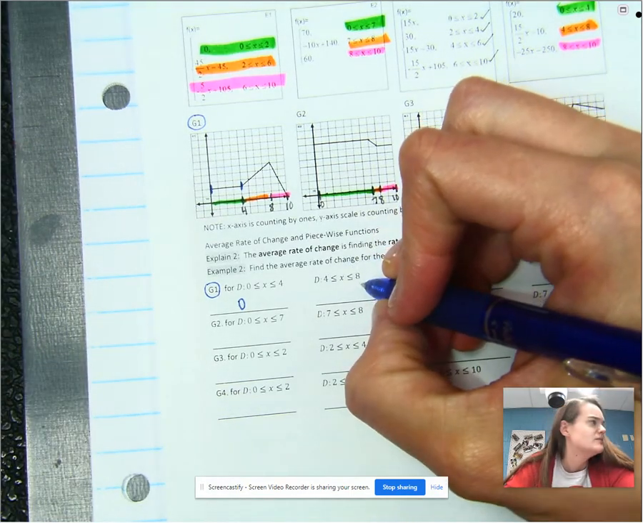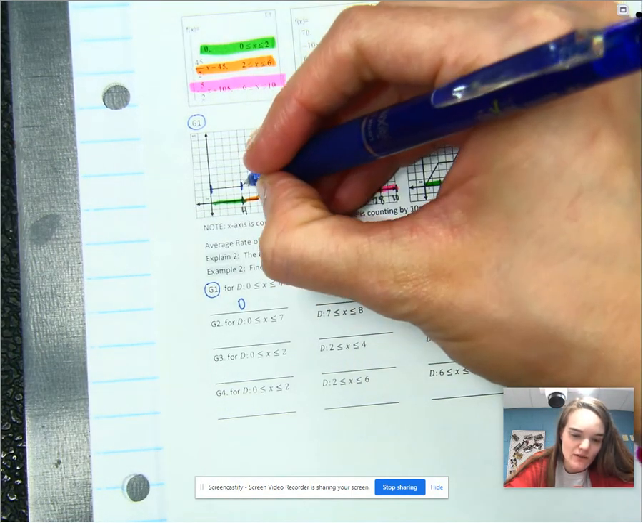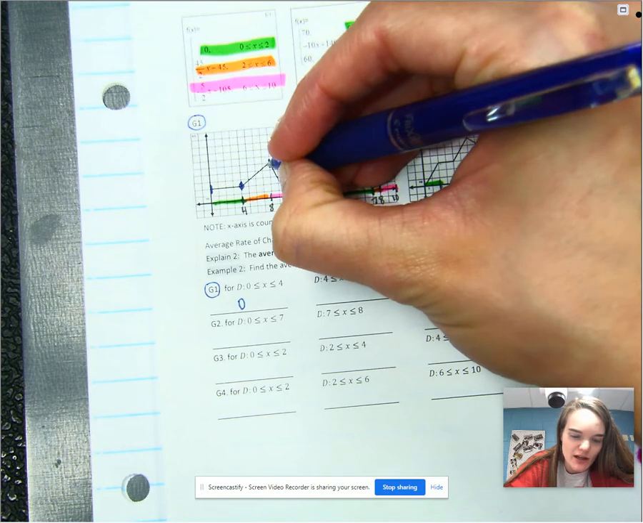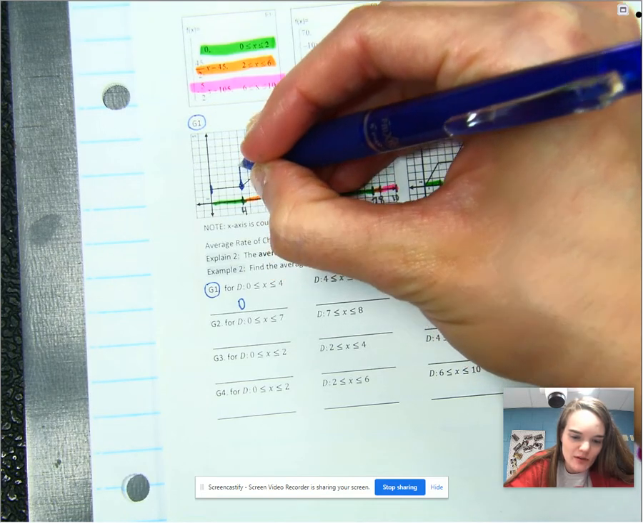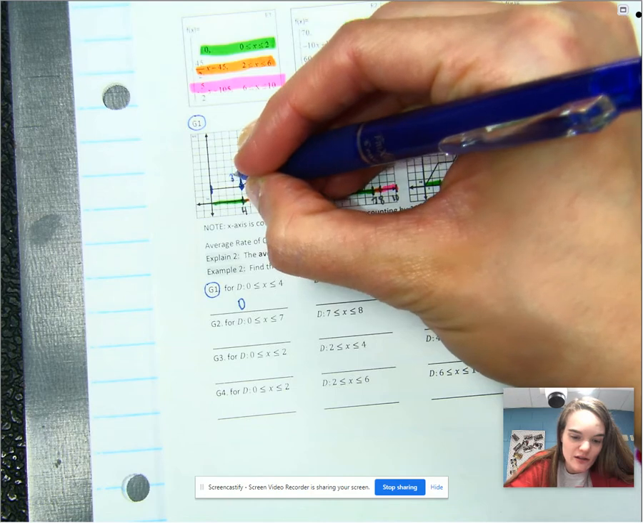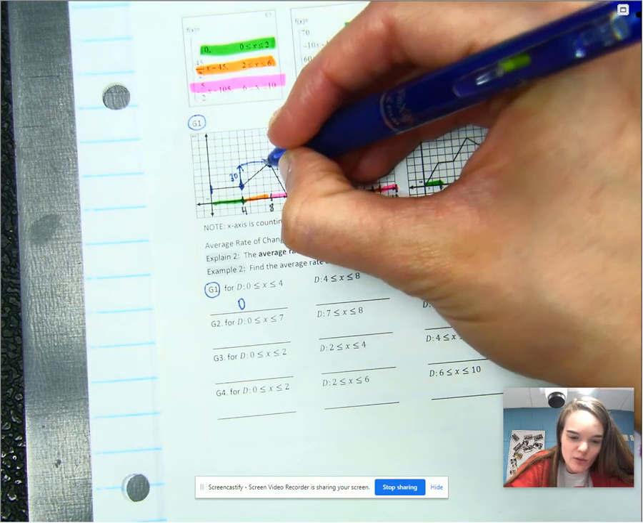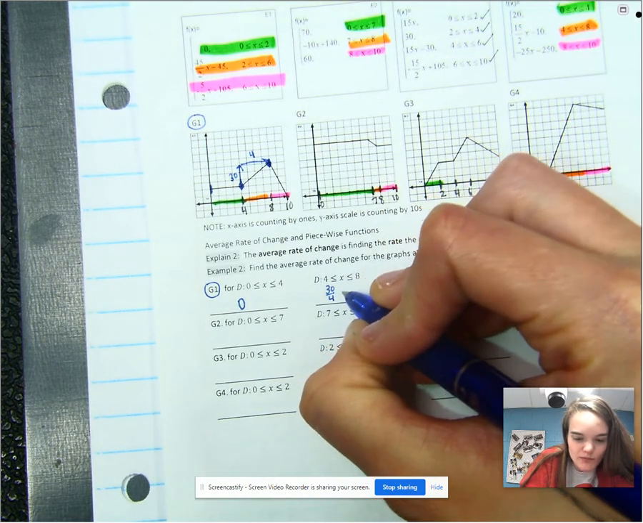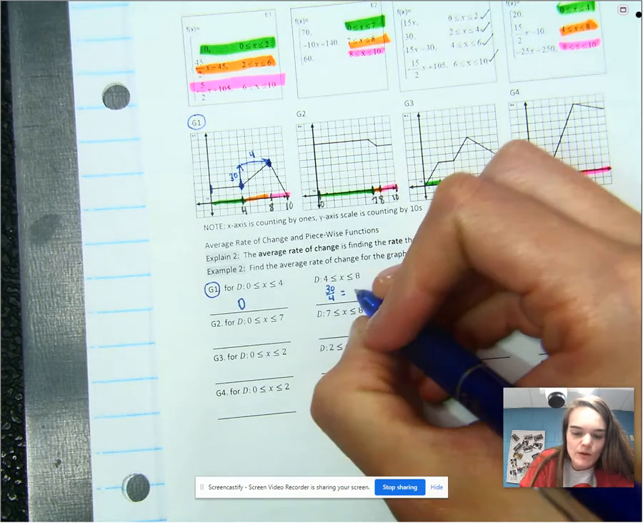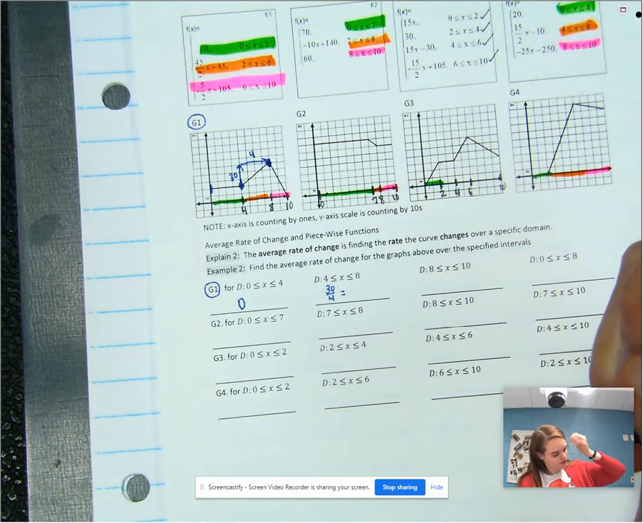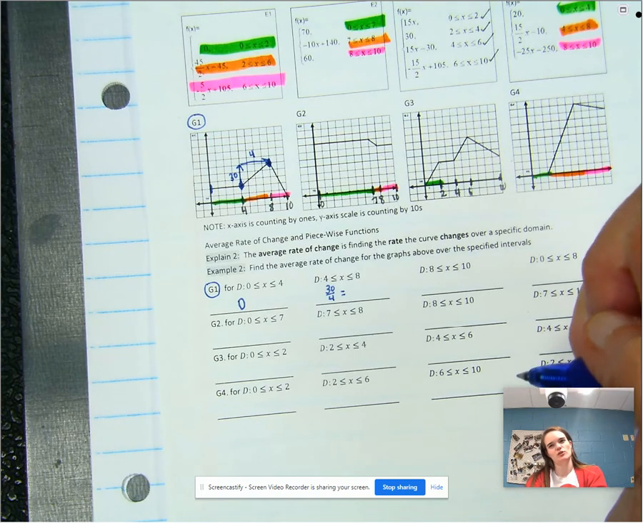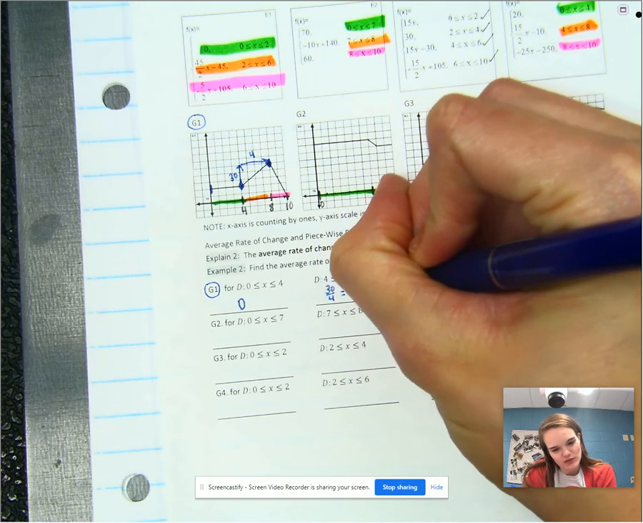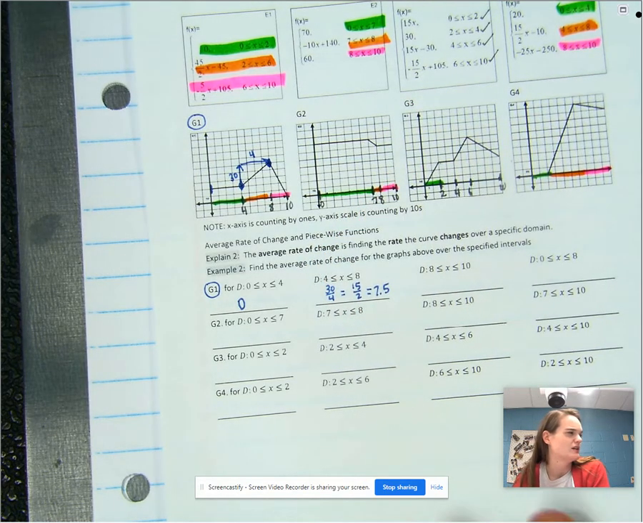Okay, 4 to 8. Here's 4, here's 8. How is this changing from 4 to 8? Looks like it's going up. 10, 20, 30. And it's going over 1, 2, 3, 4. 30 over 4. We're going to change that to a smaller fraction. You see it'll go into 2, 15 over 2. If you changed it to 7.5, that's fine too. Rate of change can be a decimal.